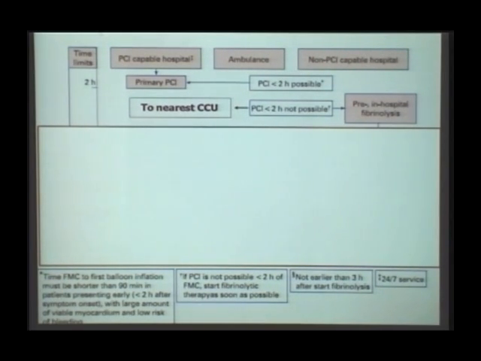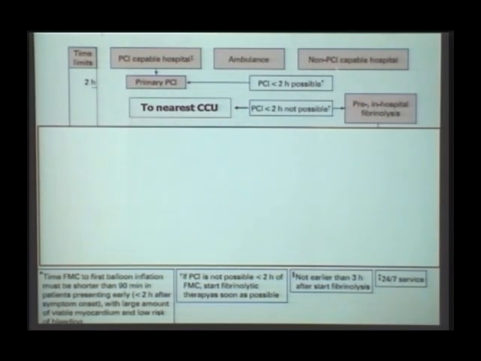You are not doing PCI, but an institution within the next street, where PCI can be done within 2 hours of your contact, within 120 minutes. If so, refer the patient straight away for PCI, giving aspirin and clopidogrel, and if eligible, sublingual nitrate. So this is the best mode of treatment. Within 2 hours, PCI can be done.